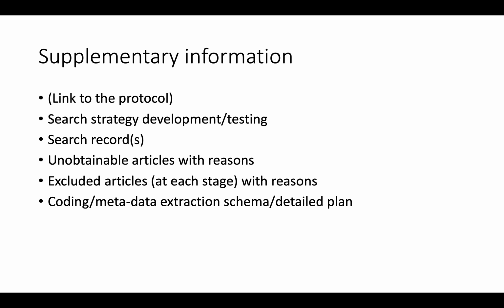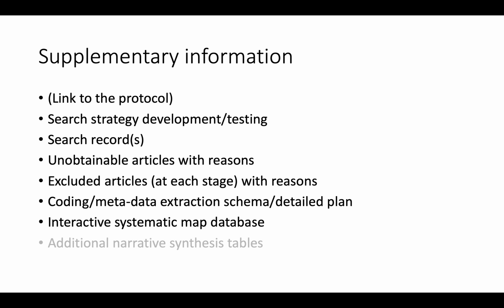And then if you have a schema or a detailed plan as to how and what metadata you're extracting and how you go about coding, you should really provide that schema or that detailed plan as an additional file. And as we talked about before in many different sessions, that interactive systematic map database should be provided, ideally in an easily digestible format like a CSV or an XLS file. And then sometimes you might have some additional summary tables that were too large to fit into your systematic map document, and these can be additional narrative synthesis tables.